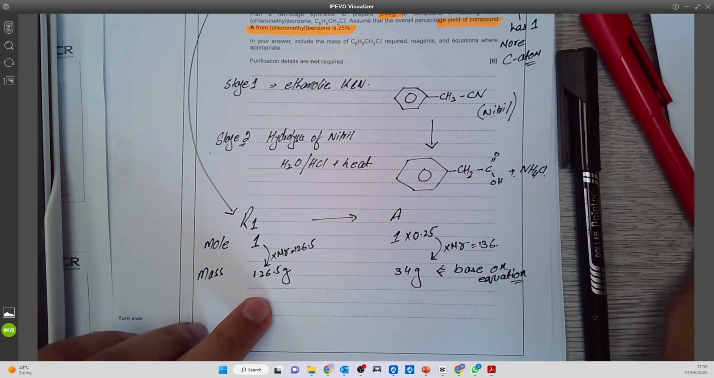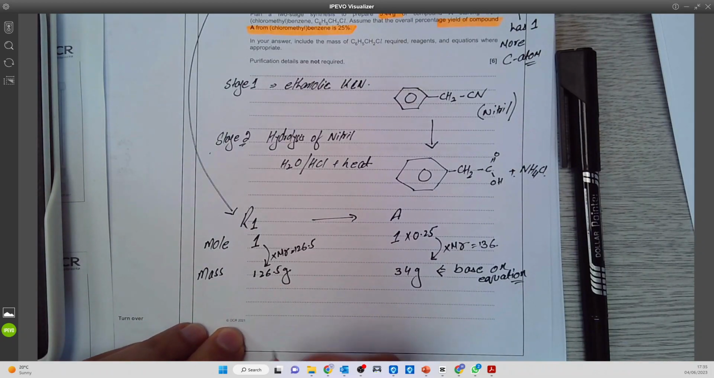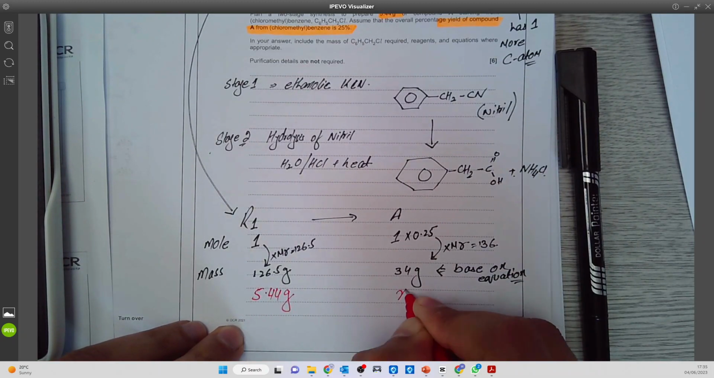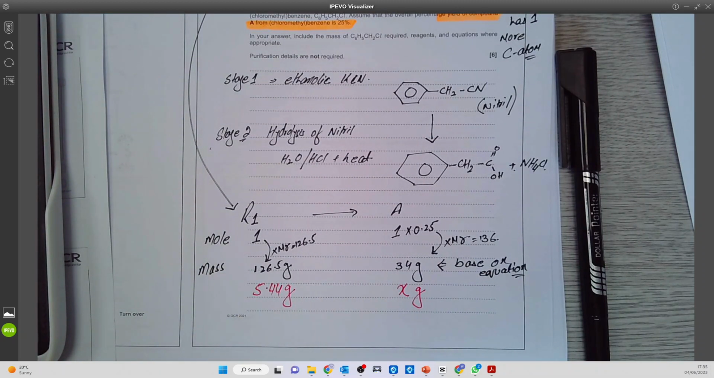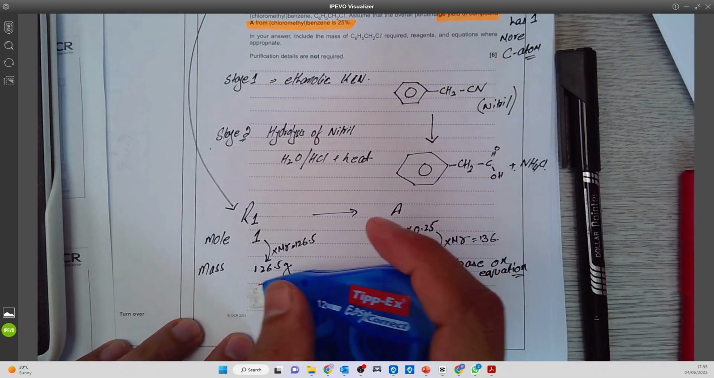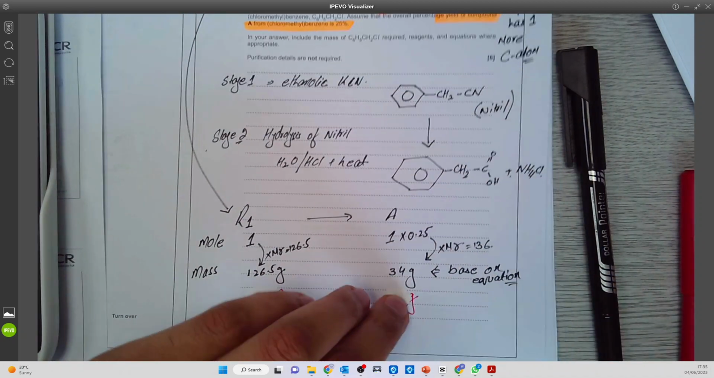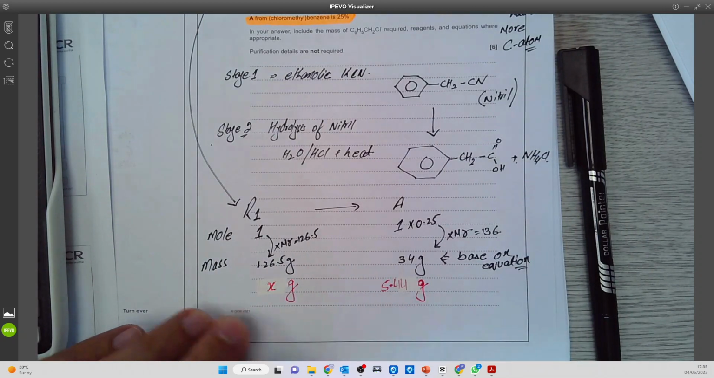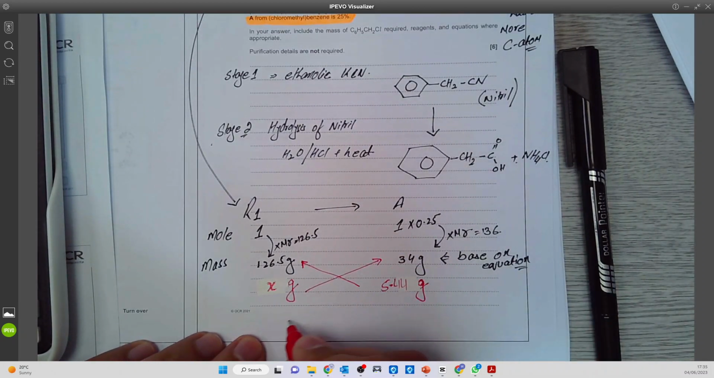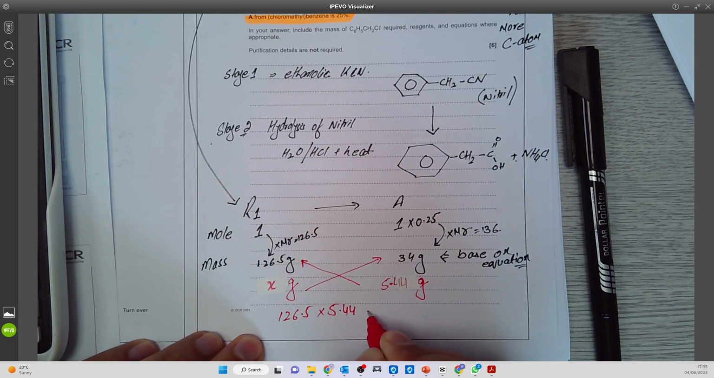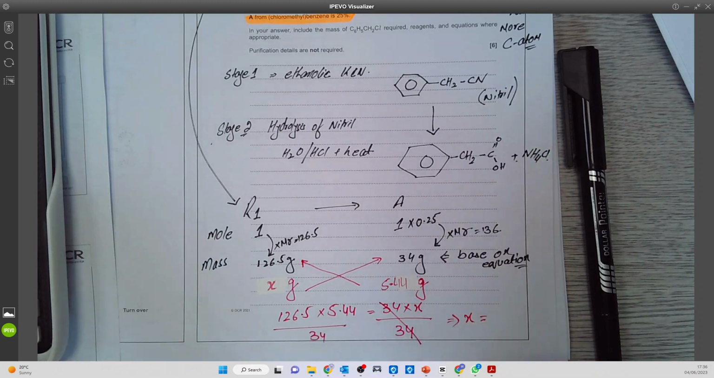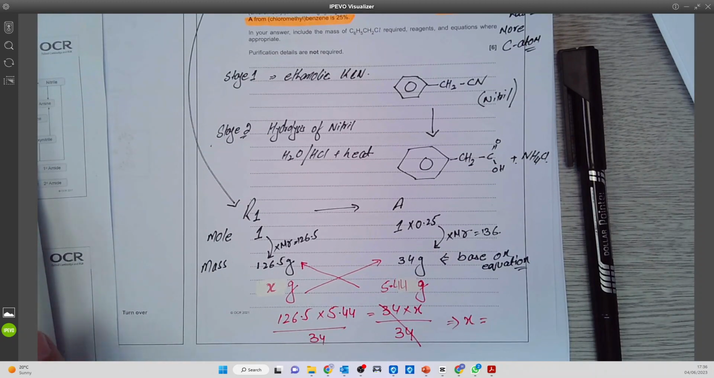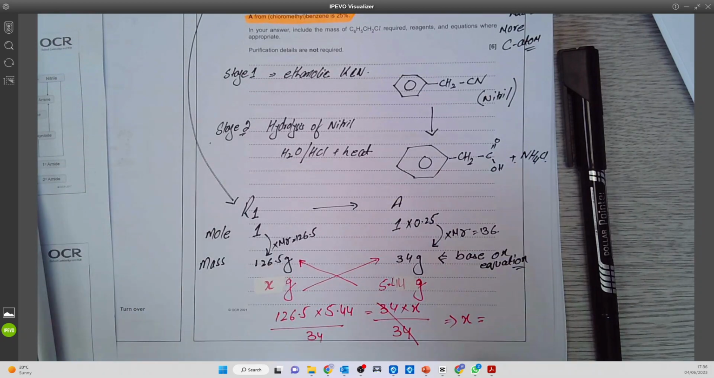Now what we need to look at is we don't have 126.5 grams of my R1. I only have 5.44 grams. This will be X grams. Okay, no, sorry. This is the other way around, right? Because we need to prepare this much. So we need to prepare this as 5.44 grams. This will be X grams. Now you can cross multiply and equate and solve, and you'll end up with the answer. So 126.5 times 5.44 equals 34 times X. Divide both sides by 34. We'll end up with a value of X being equal to, has anyone got an answer? 20.24 grams.